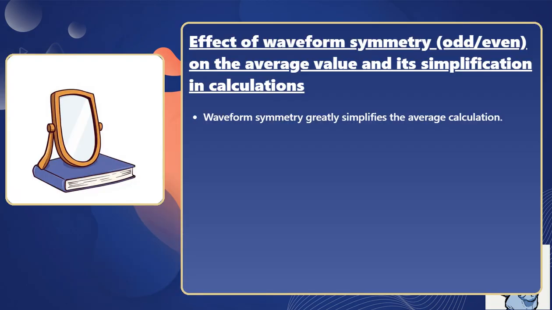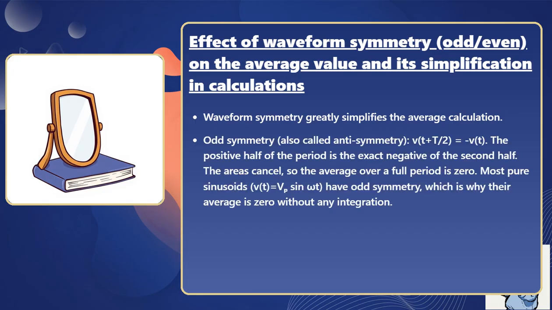Waveform symmetry greatly simplifies the average calculation. Odd symmetry, also called anti-symmetry: V of t plus T over 2 equals negative V of t. The positive half of the period is the exact negative of the second half. The areas cancel, so the average over a full period is 0.